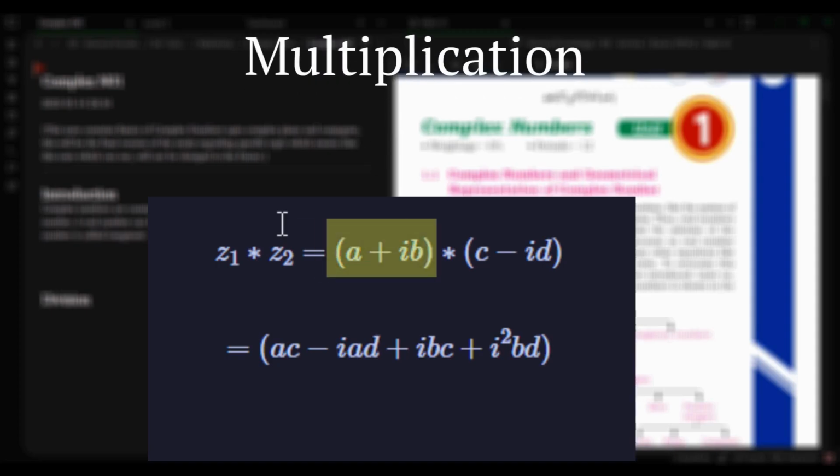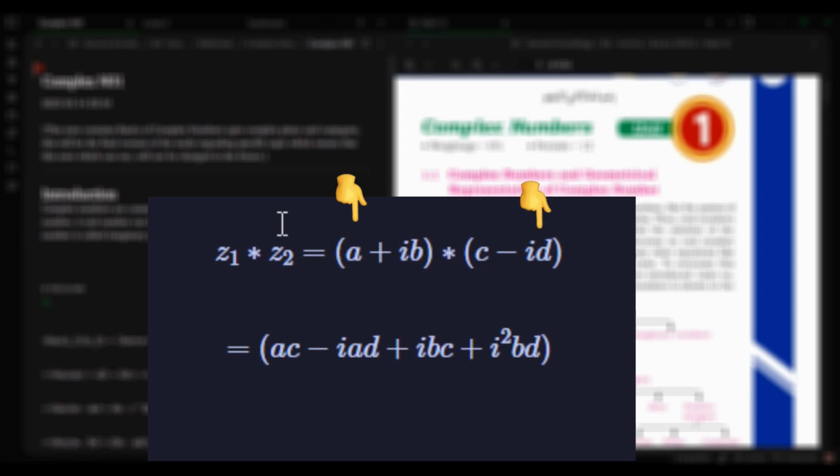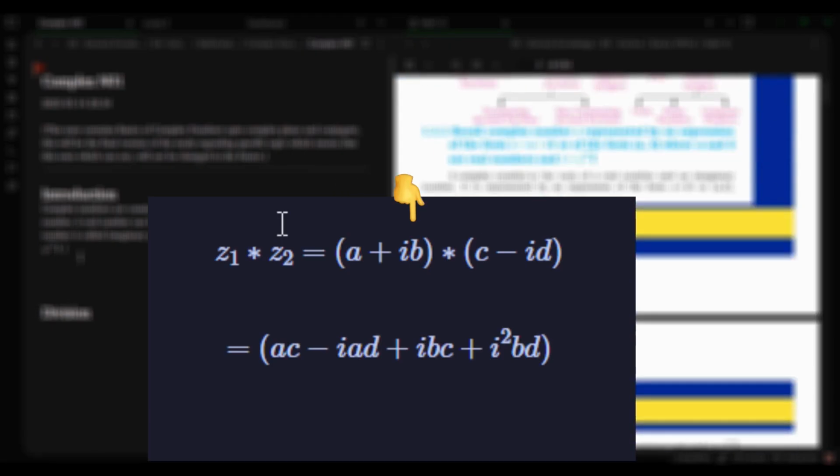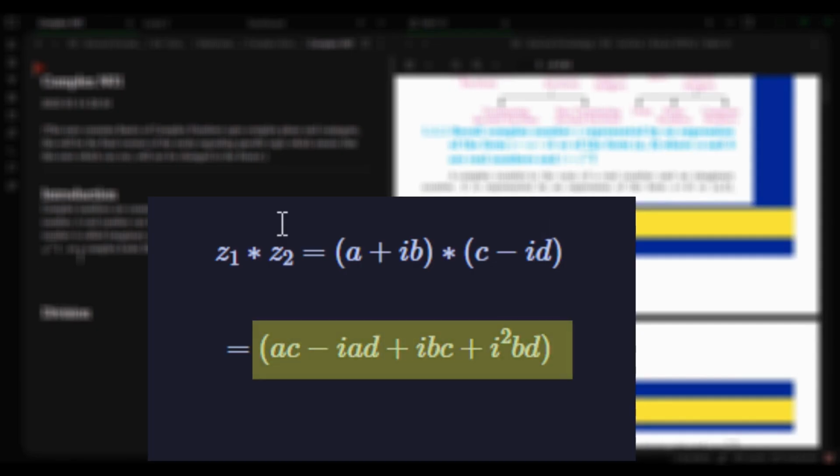Third is multiplication. Take two complex numbers z1 and z2. Now for multiplication, we will multiply the real part of the first complex number with the real part of the second complex number. Then again we will multiply the real part of the first complex number with the imaginary part of the second complex number. Now we will multiply the imaginary part of the first complex number with the real part of the second complex number. Then we will multiply the imaginary part of the first complex number with the imaginary part of the second complex number. Lastly, we will sum up our final answer.